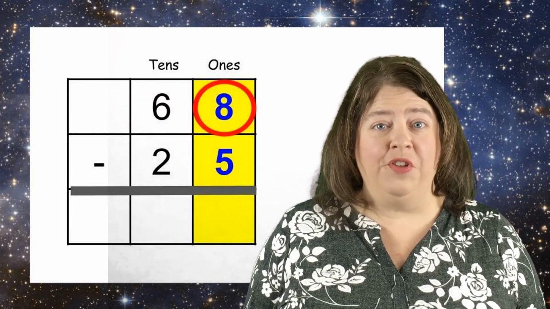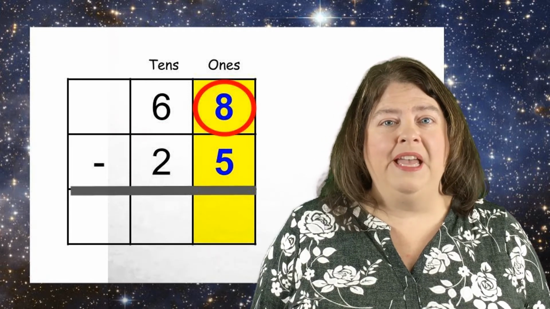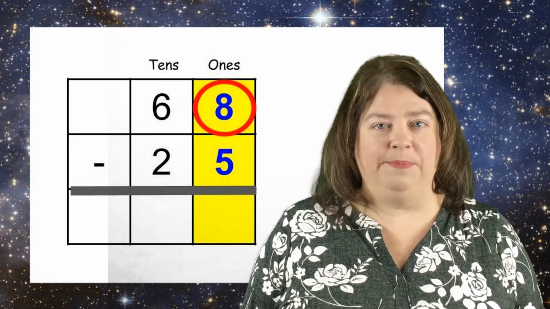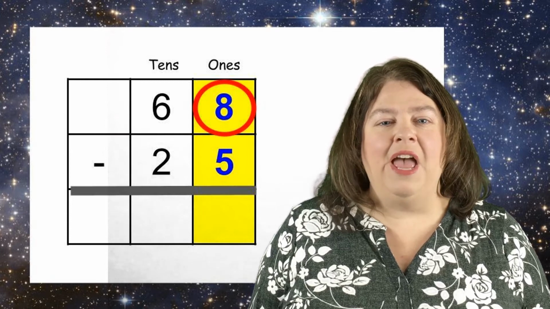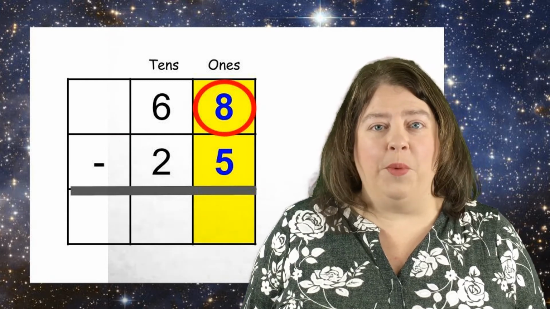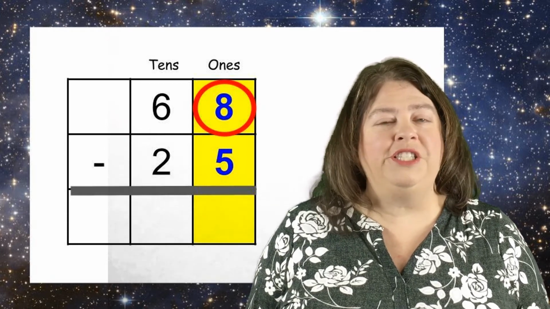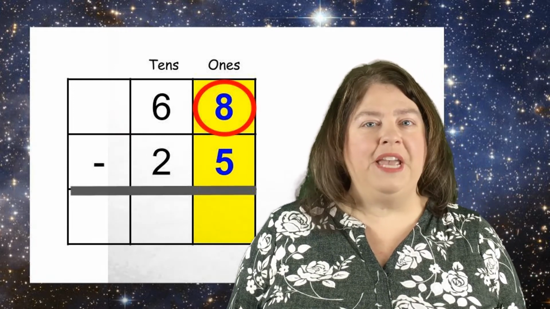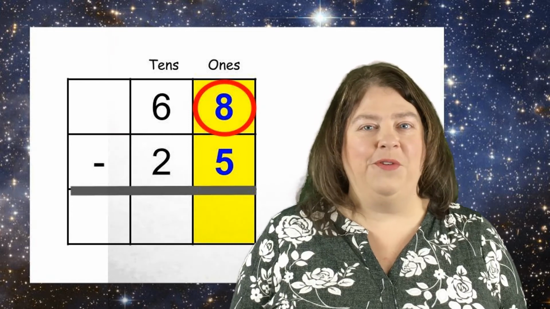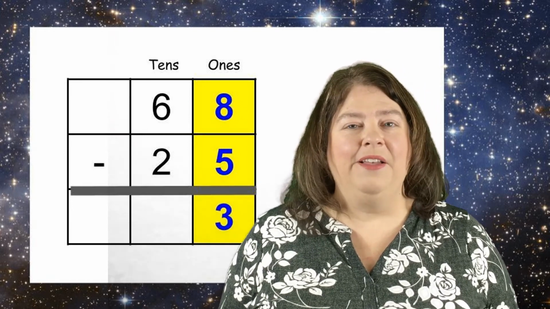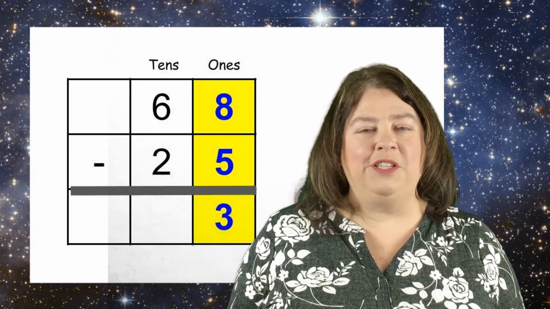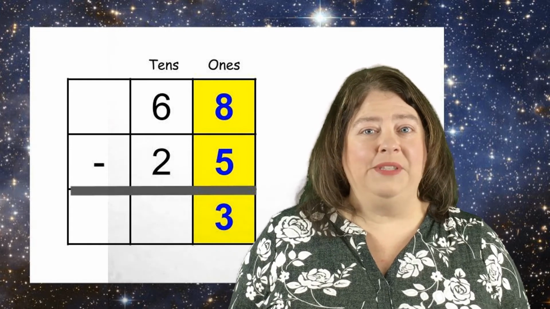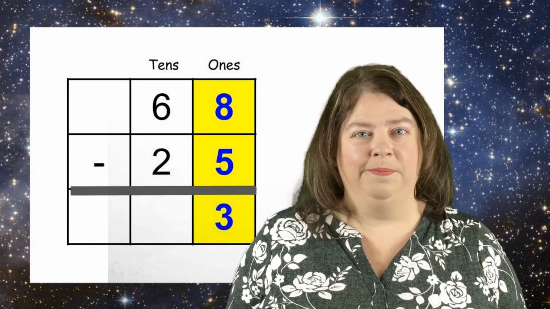Now that we've made sure that our largest number is on the top, it's time for us to focus on the ones place. In this case, 8 and 5 are in the ones place, so we're going to make sure to subtract those first. If you have 8 of something, you can take 5 away. Therefore, it's easy to solve. 8 minus 5 equals 3. That goes in the ones place.